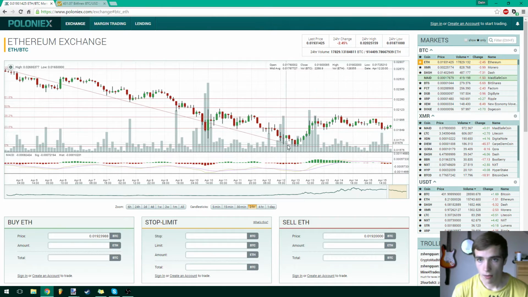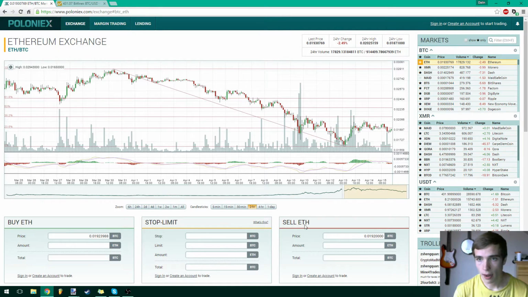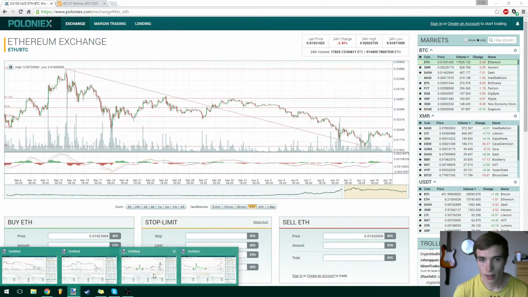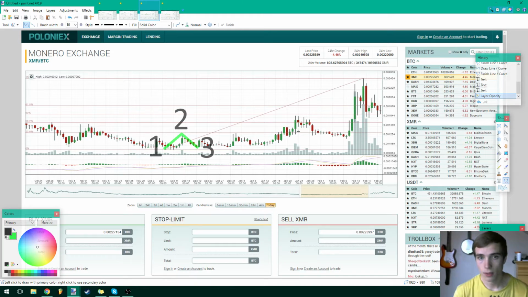Today is going to be a video part of the trading strategy series, and it's going to be about bottom formations. So we are looking at Ethereum right now, but I have some images I have created here. A couple examples of some bottom formations that formed.